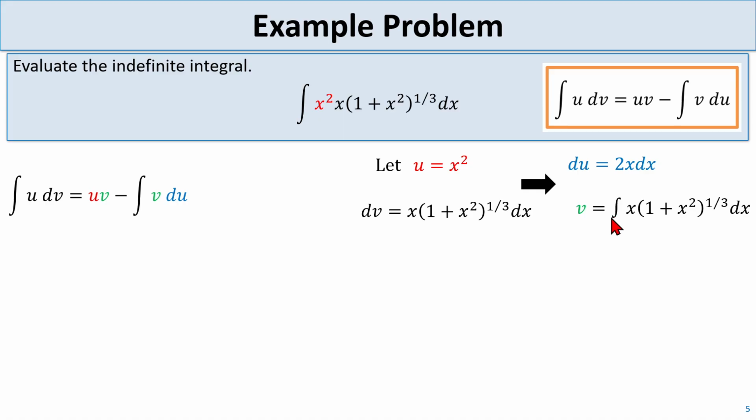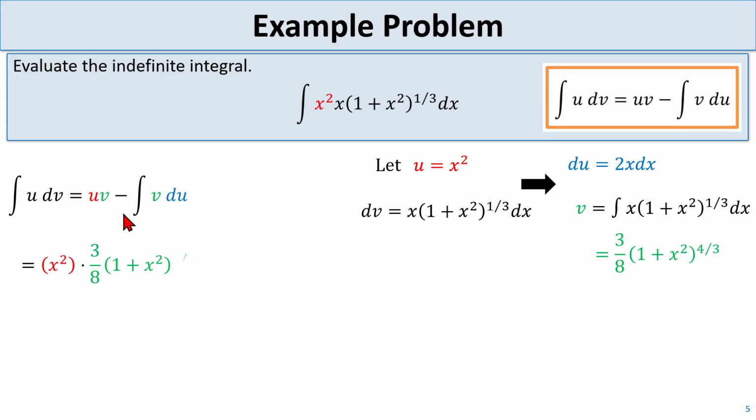So to keep the video somewhat short, I'm not going to do the entire substitution process, but you'd let t, your new variable, equal 1 plus x squared, and proceed from there. You should check for yourself that you end up finding that this integral gives 3/8 times the quantity 1 plus x squared raised to the 4/3 power. So I've once again found all the pieces that I need to apply integration by parts. Now I can plug it in and see if I actually made progress in this problem.